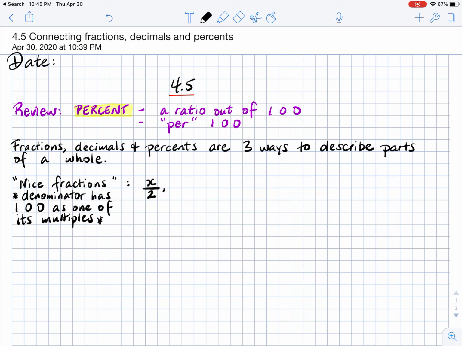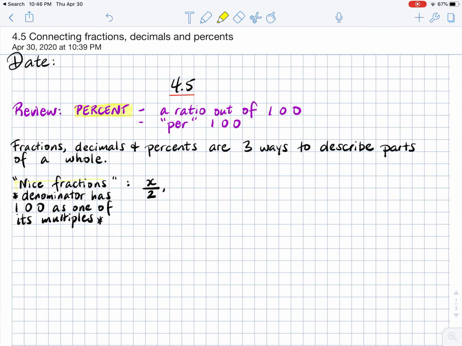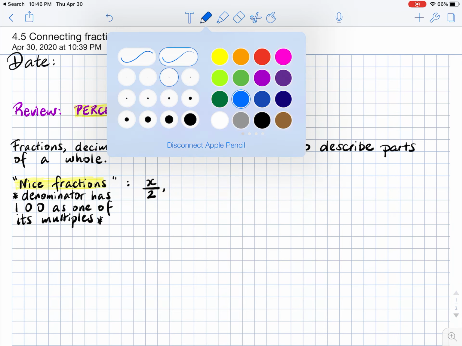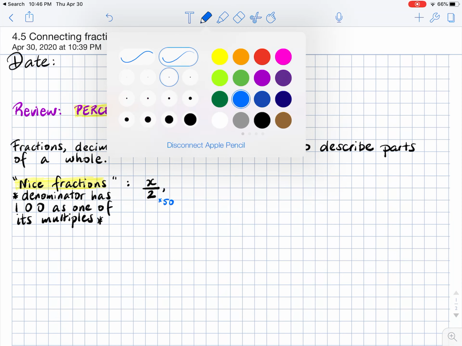And notice that we always bring back the language from previous units because everything always builds on top of each other in math, right? So again, nice fractions, and let me highlight that, nice fractions, where the denominator has 100 as one of its multiples, so it's easy to convert it or get the equivalent fraction over 100. So the first one is x over 2, and actually, I'll go back to a pencil here. So anything over 2, easy to multiply by 100 because if you think about it, all you're doing is multiplying the denominator here by 50 to get to 100. And I'm going to do that in a different color.